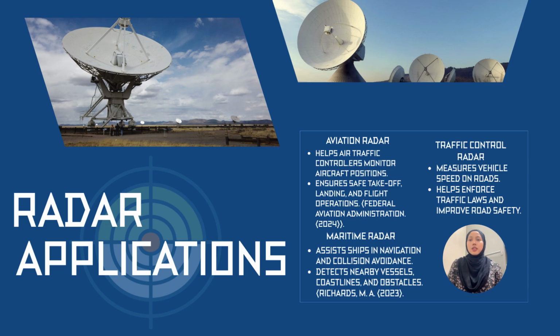Third, radar is used in traffic control. Police officers use radar speed guns to measure the speed of moving vehicles. This helps enforce speed limits and improve road safety. Traffic management systems also use radar sensors to monitor traffic flow and reduce congestion on busy roads.